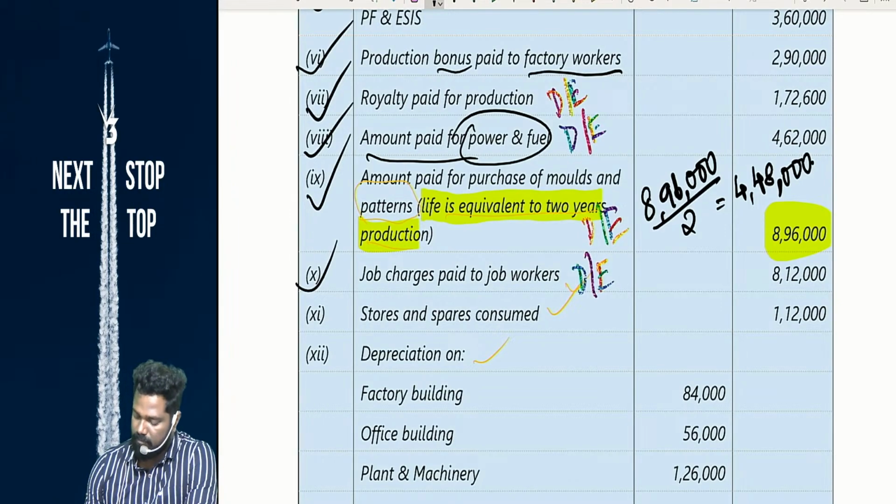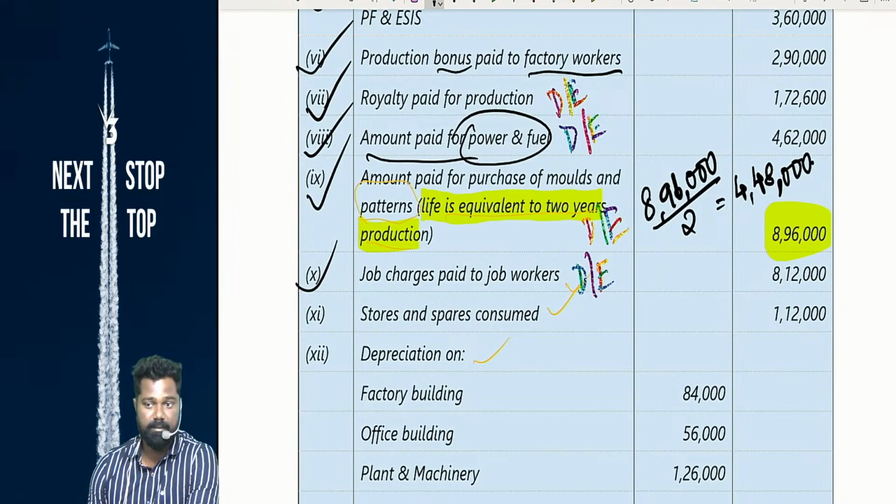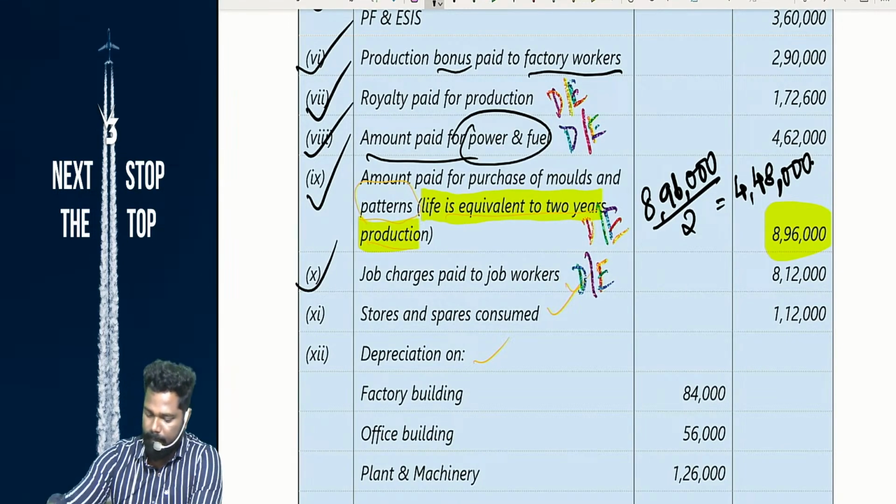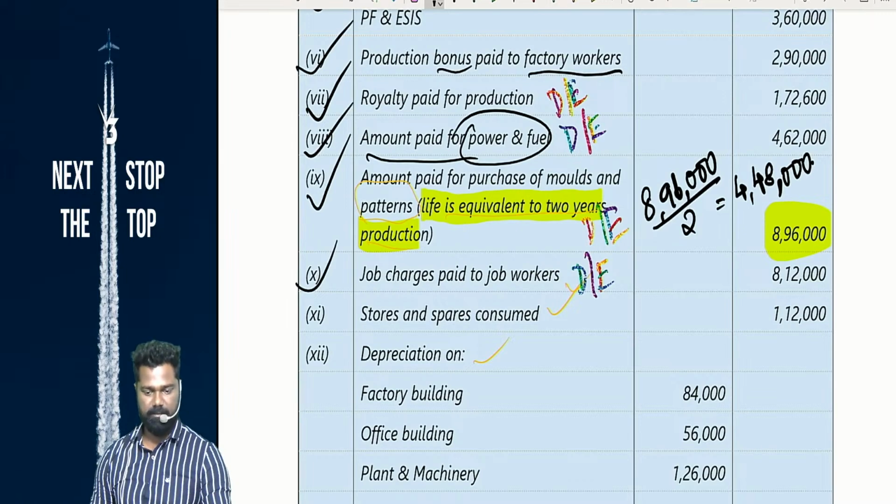Chalo, tell me the total. I think it's 18,94,600. Correct? Okay. Tell me what is the prime cost? How much is the prime cost? 1 second.